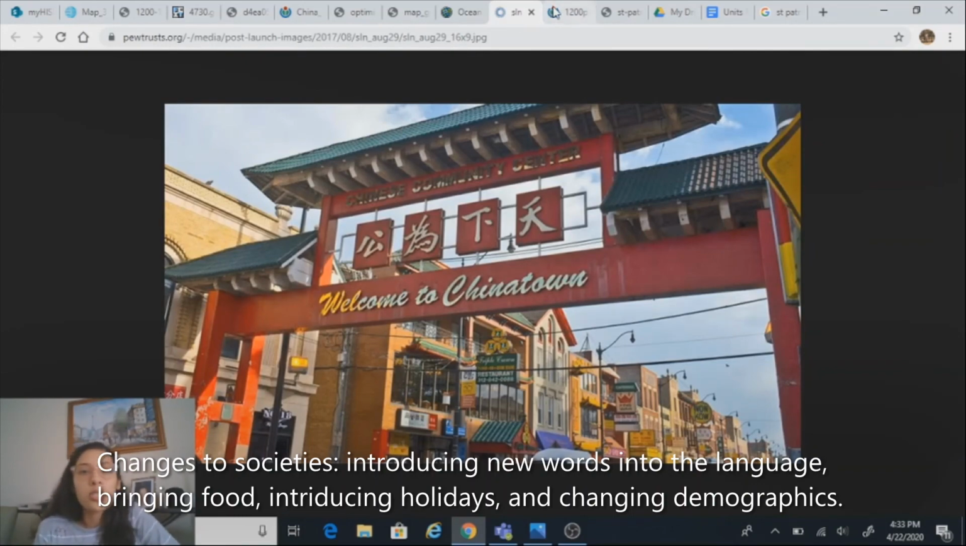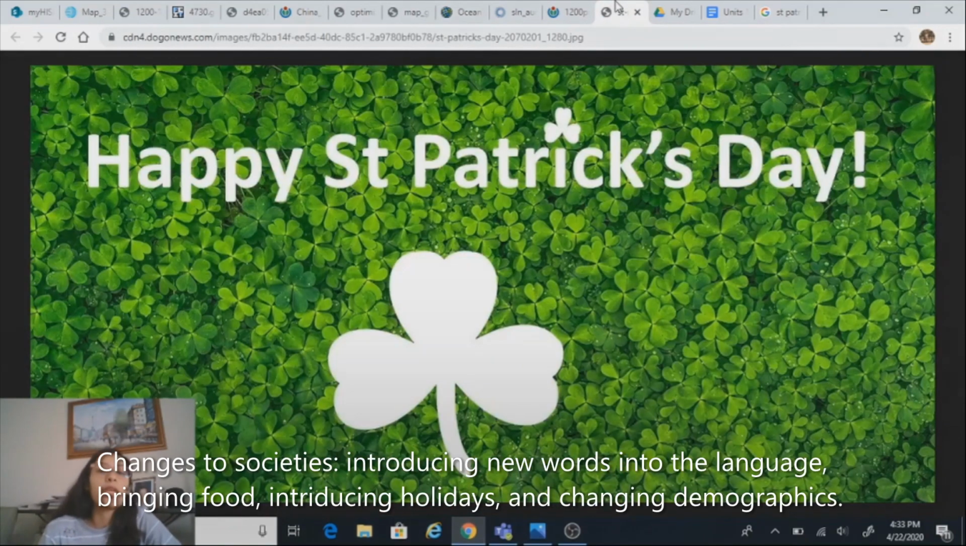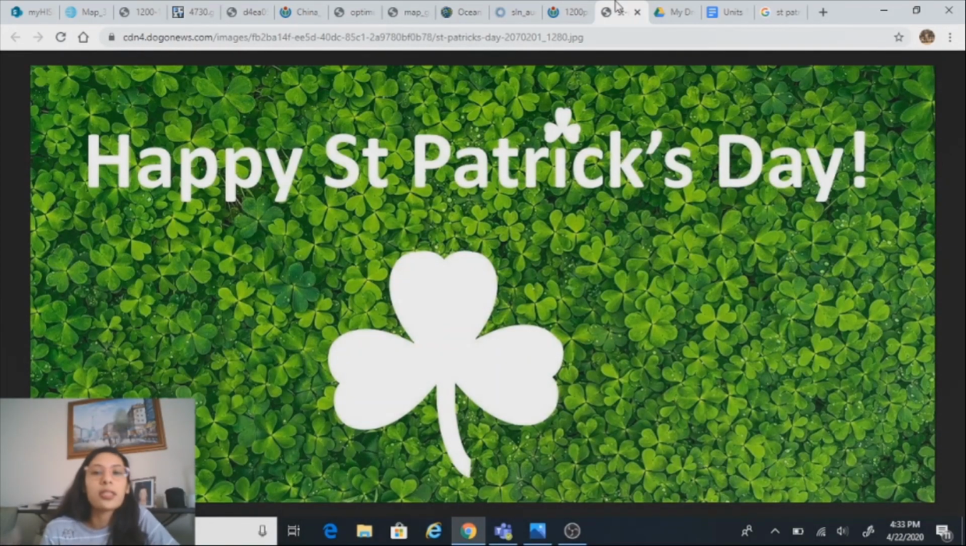We're also going to see changes in language. So new words might be incorporated into the home country's language. We're going to see changes in food. Why do you think Mexican food is so popular in the US now? We're also going to see changes in culture, in American culture, like the Irish when they came to the US. They established a new holiday, which is now St. Patrick's Day. They brought their cultures and customs into the US.